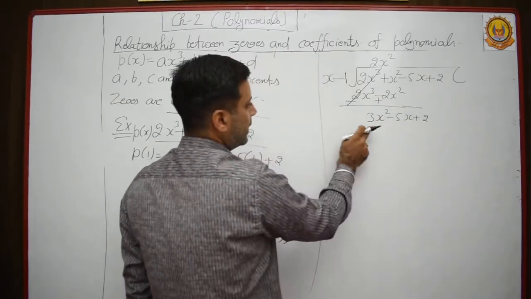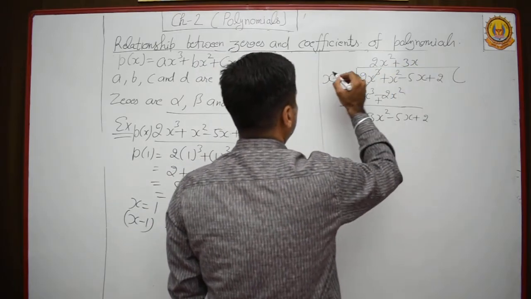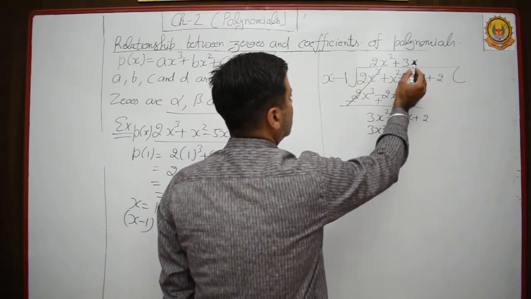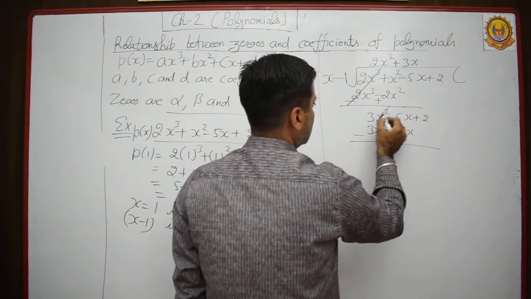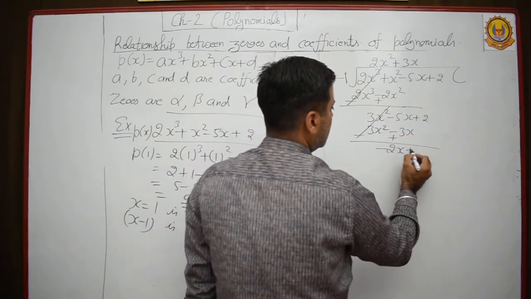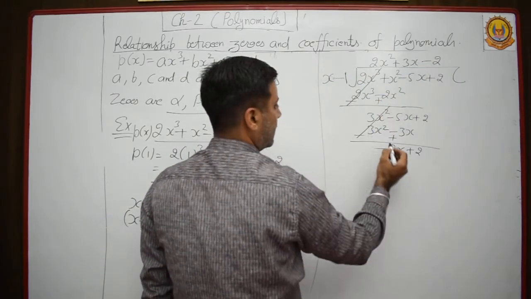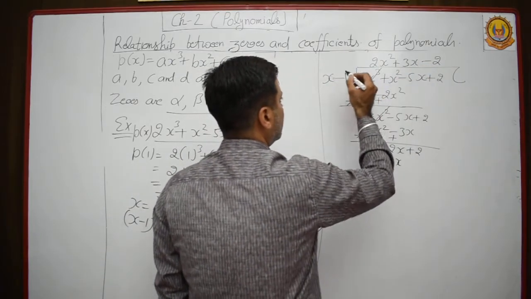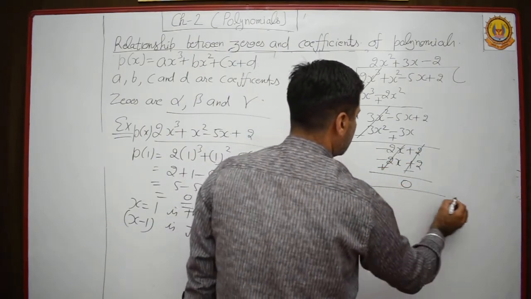Again the first term should be the same, 3x square. So multiply x by 3x, 3x square, and 3x multiplied by minus 1, minus 3x. Change the signs, this cancels, and minus 5 plus 3 gives minus 2x plus 2. Again the same process: minus 2 multiplied by x, minus 2x, and multiplied by minus 1, plus 2. Again change the sign, and you will get remainder 0.